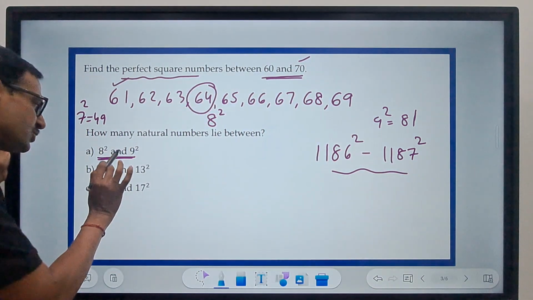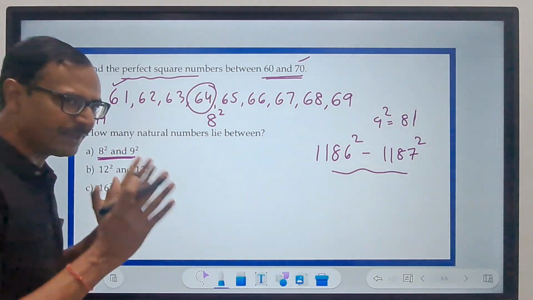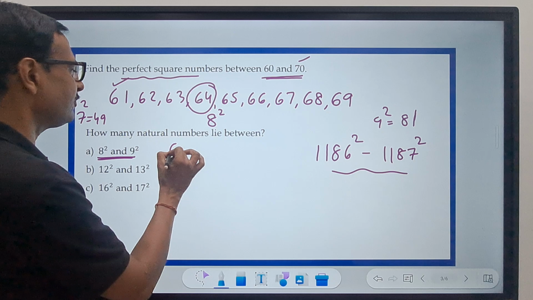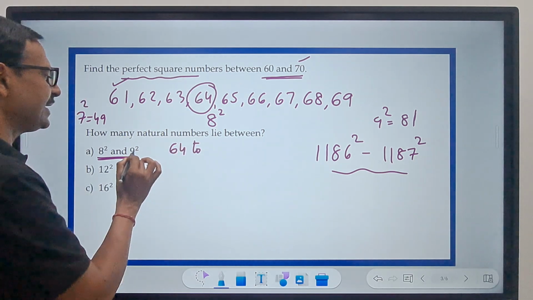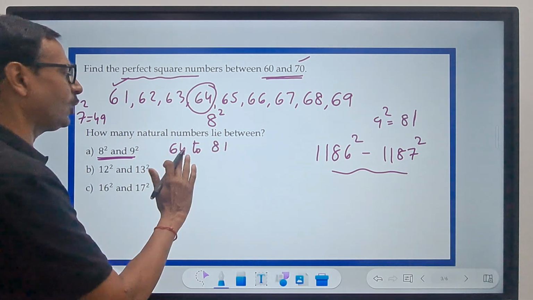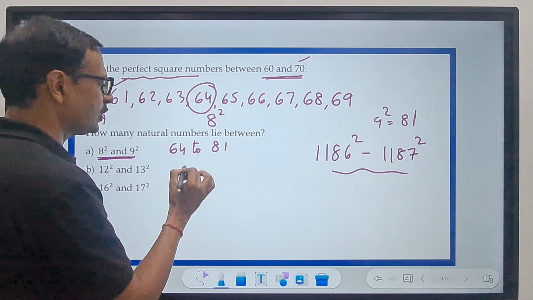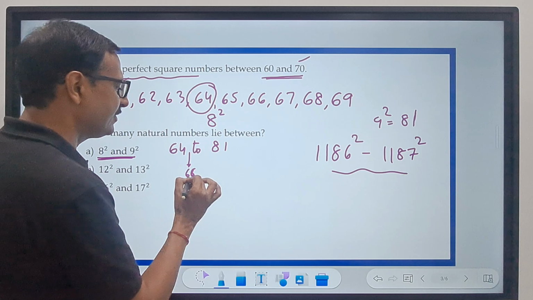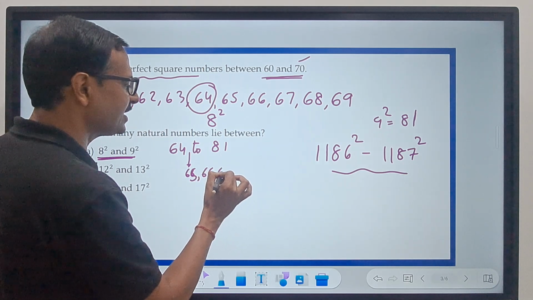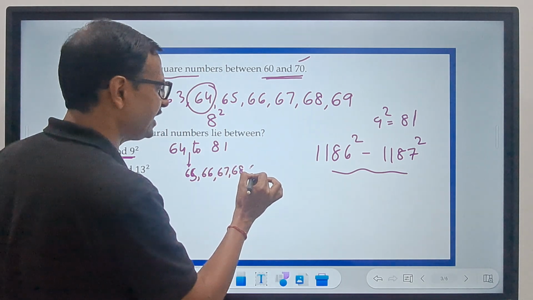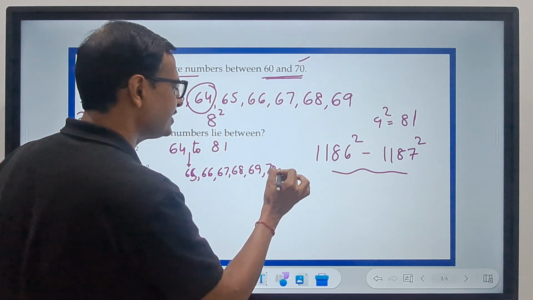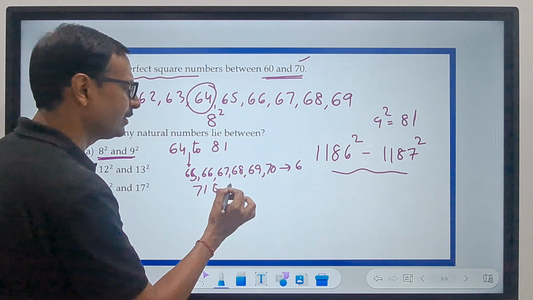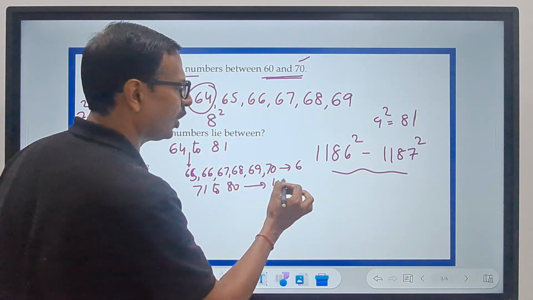So let's do 8 square and 9 square manually first, and then I will tell you the rule. So 8 square is 64 and 9 square is 81. So I need to find all the numbers between these, right? So they start with 65, 66, 67, 68, 69, 70, right? How many are these? These are 6, right? And then 71 to 80, these are 10. So how many total?